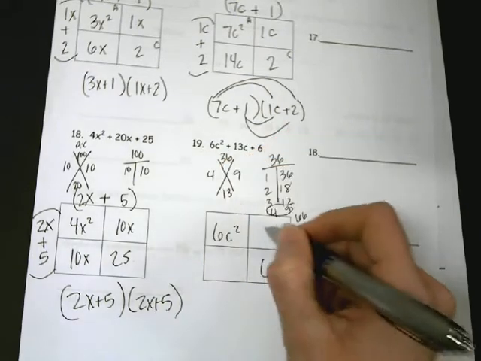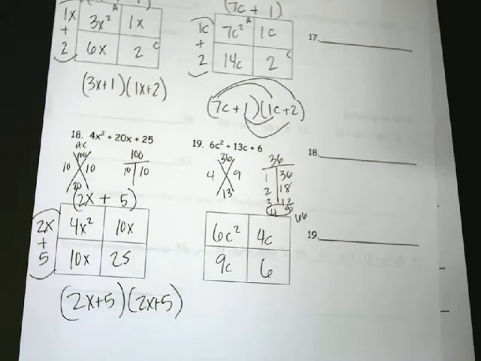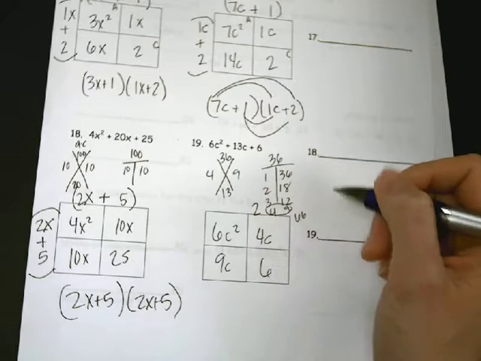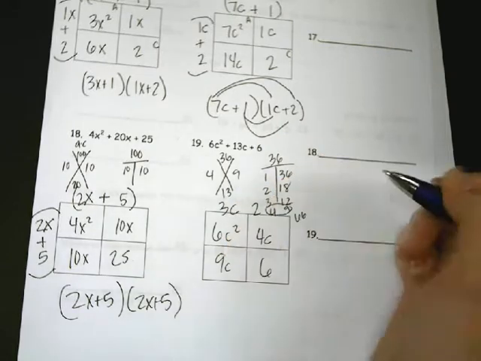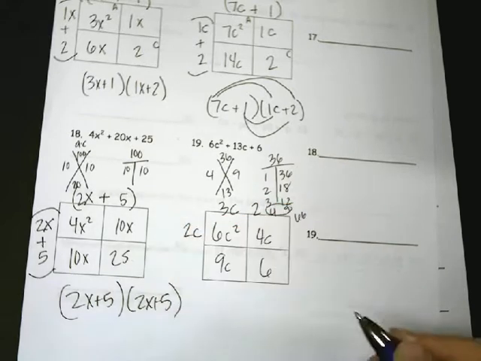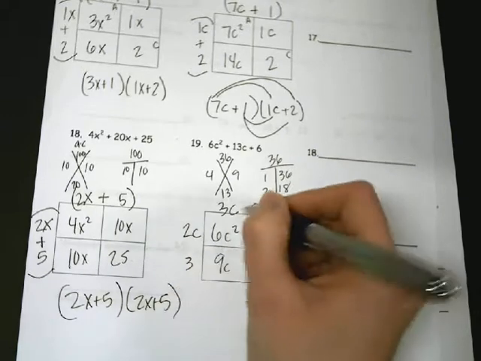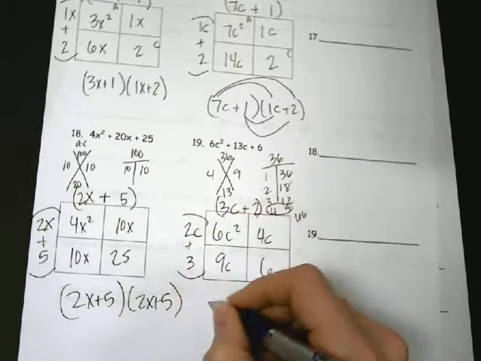Then I'm going to look for what my greatest common factor is in each column and row. 4 and 6 can both be divided by 2. 6 and 9 can both be divided by 3, and they also have a C. 4 and 6 here have a 2 and a C. 6 and 9 both have a 3. Both of my signs are the same, and they're both positive, so these are my parentheses. 3C plus 2 and 2C plus 3.